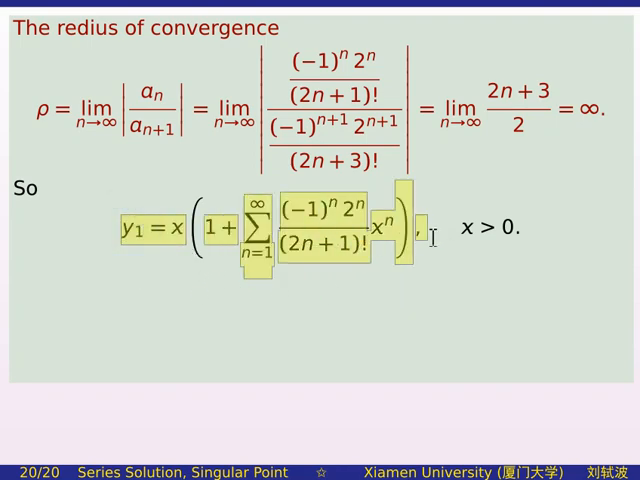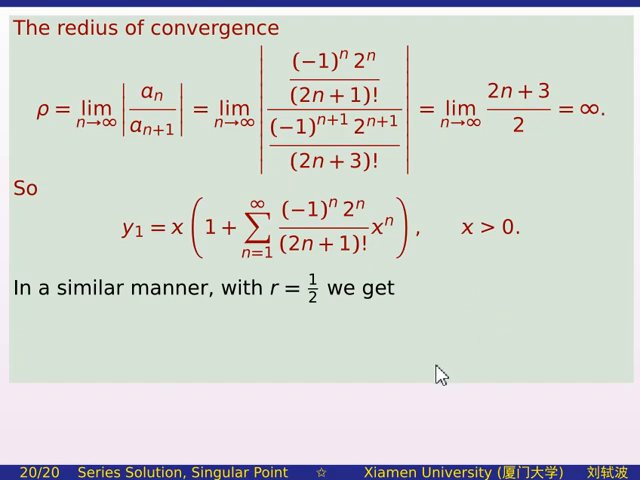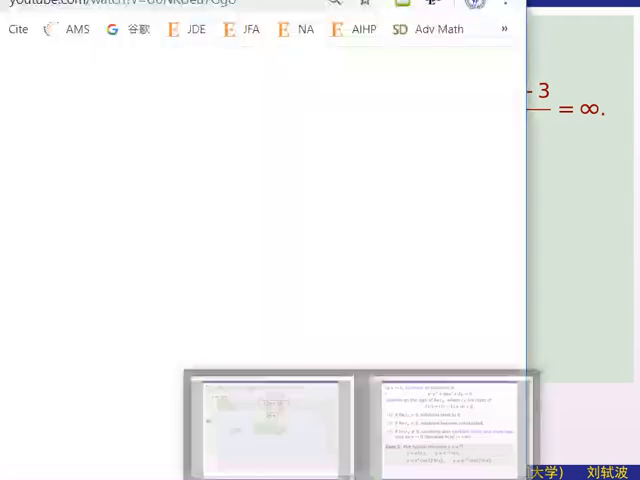Let's have a look at this solution. This solution is analytic, right? x is analytic, and this is also analytic. Therefore, the multiplication is analytic. Or you can see it this way: multiplying x inside, this is x plus a sum of terms in x to the power n plus 1. So this y1 can be expressed by a convergent power series. Therefore, it is analytic. But for r equal to a half, we determined this solution for r equal to 1.